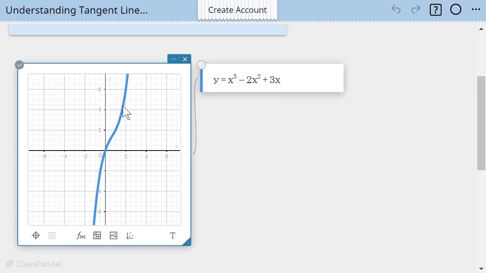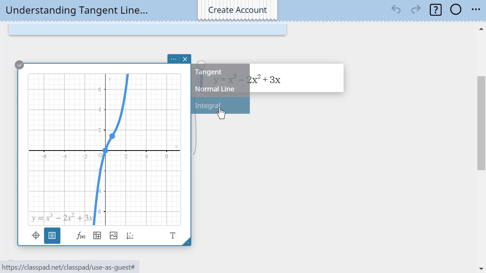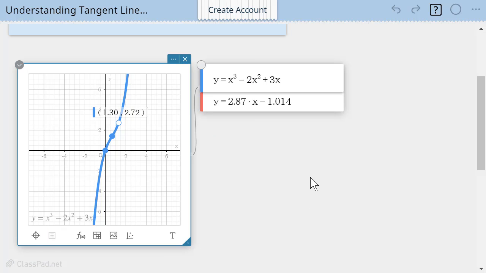If I click my function, notice it gets highlighted. It brings up some key points here, which we're not going to focus on right now because what we're interested in is the tangent. When you click on that, this little icon pops up and becomes available, and this is called the property. You'll notice that when you click it, you can do three different things. You can find the tangent to the function at a specific point. You can do the normal line, which we're going to do in another video, or the integral. So let's click tangent and see what happens.